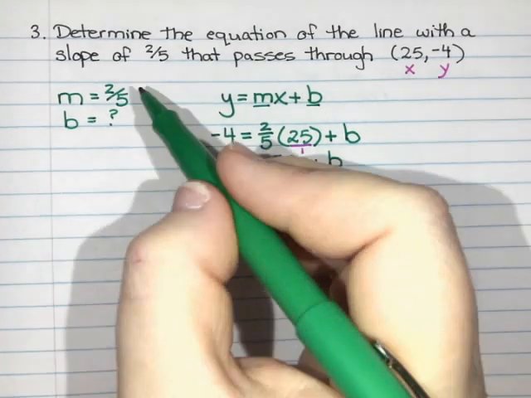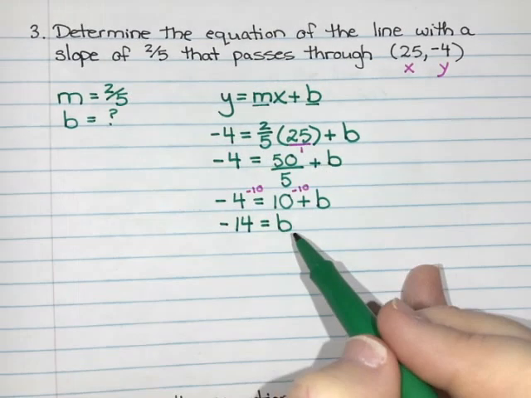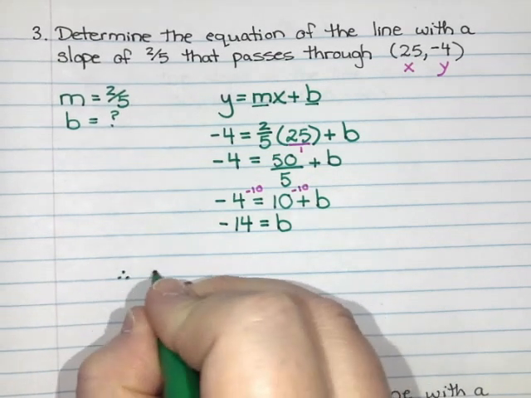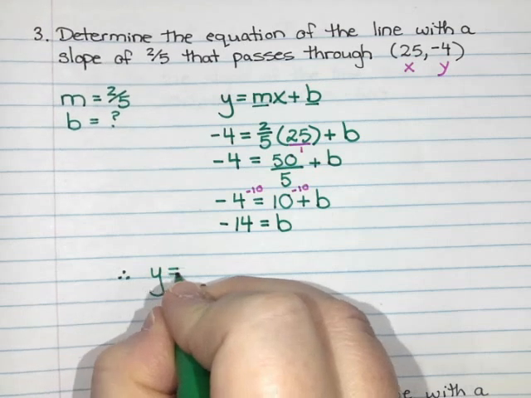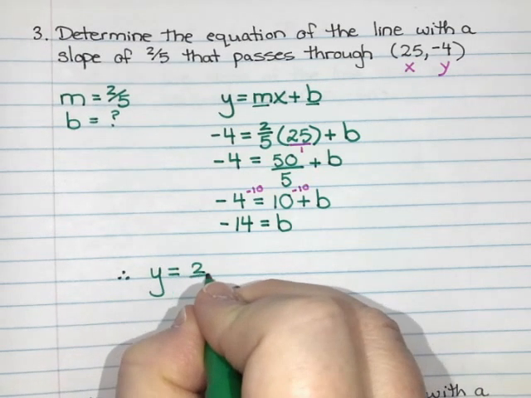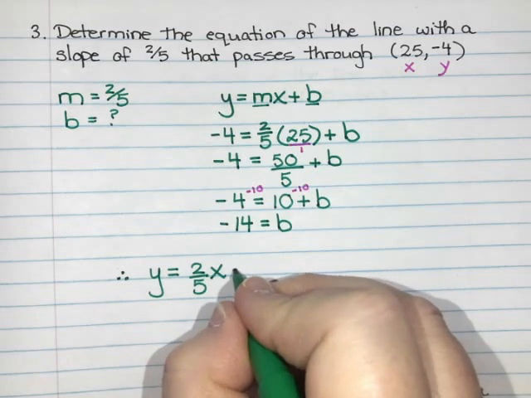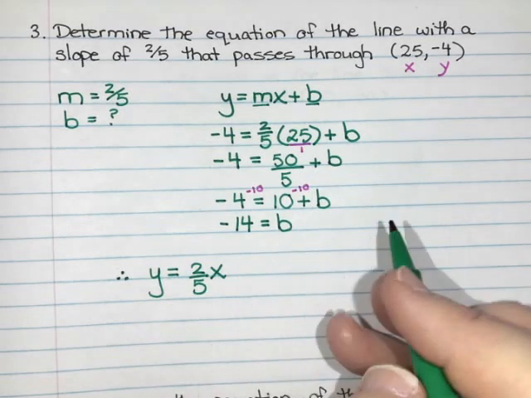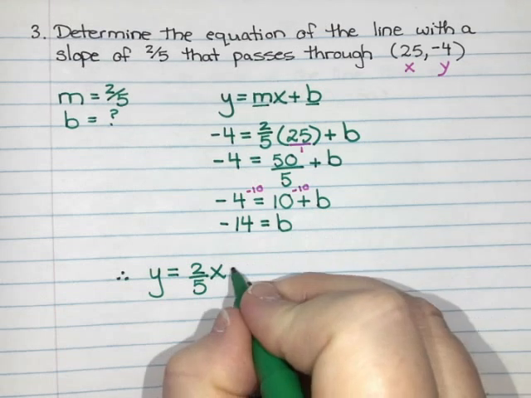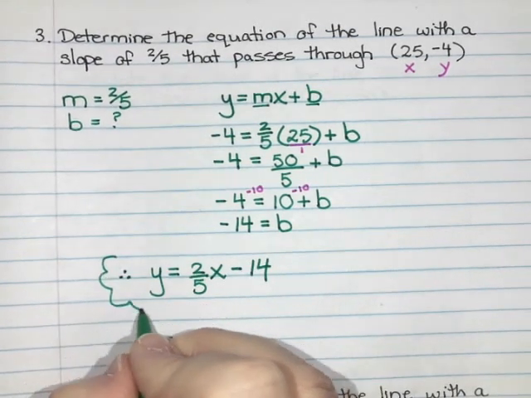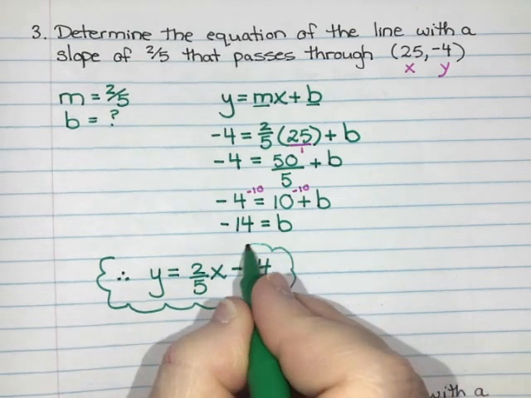So now that I know my slope and I now know my y-intercept, I can write my equation, which is y equals m, so 2 over 5 x, and then I would normally write plus b, but this is a negative number, so I'm going to write -14. And that is my equation of my line.